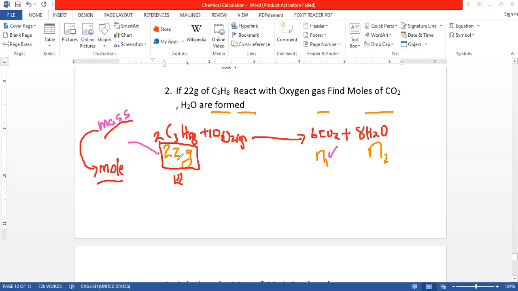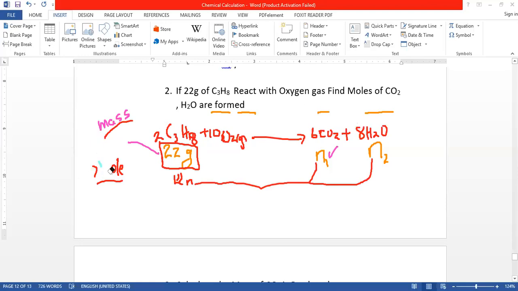So here, using mass, you can find the mole of this propane. From this mole, for example, you can find this mole and this mole using this ratio. We did that last class using that ratio, right? So I'm going to find the moles of C3H8.